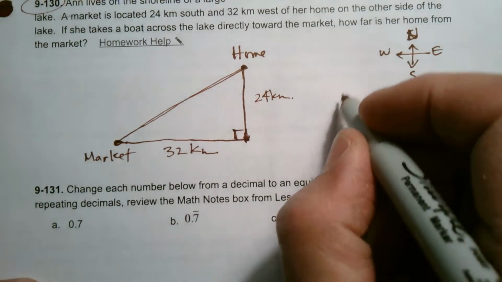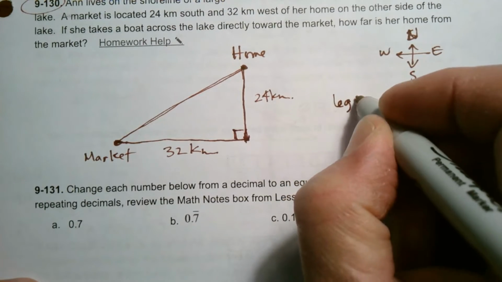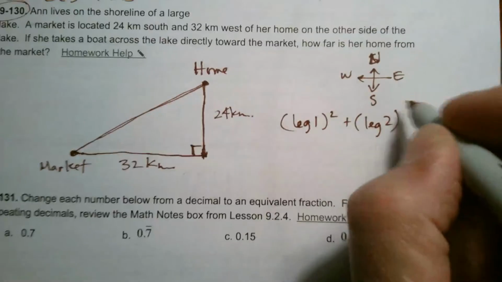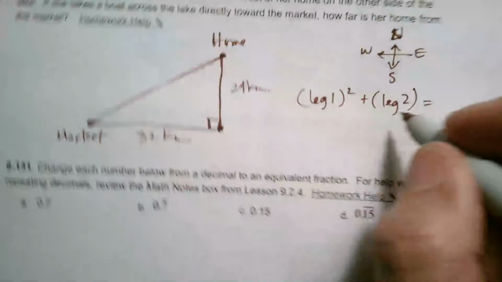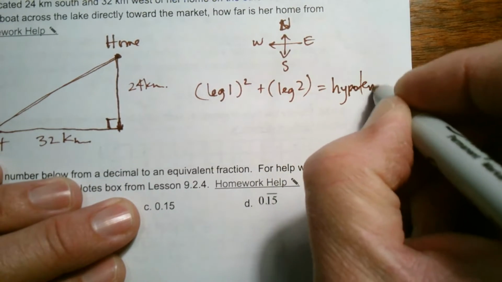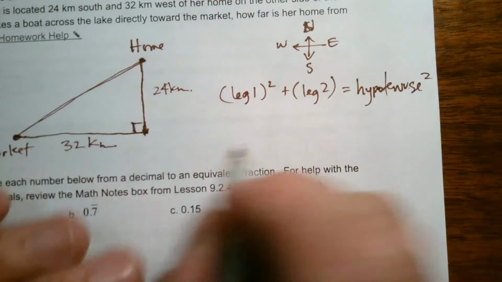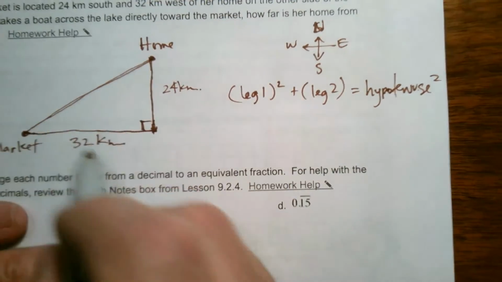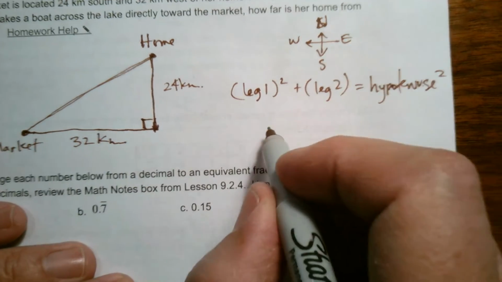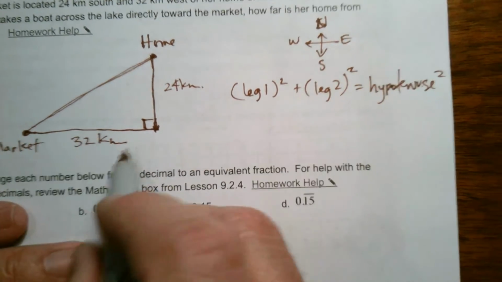Pythagorean theorem, remember, is leg 1 squared plus leg 2 squared is always equal to the hypotenuse squared, right? And the hypotenuse is your longest side. The legs always create the 90 degrees.